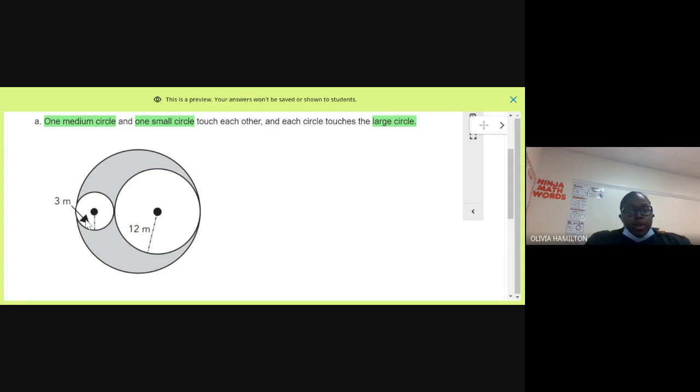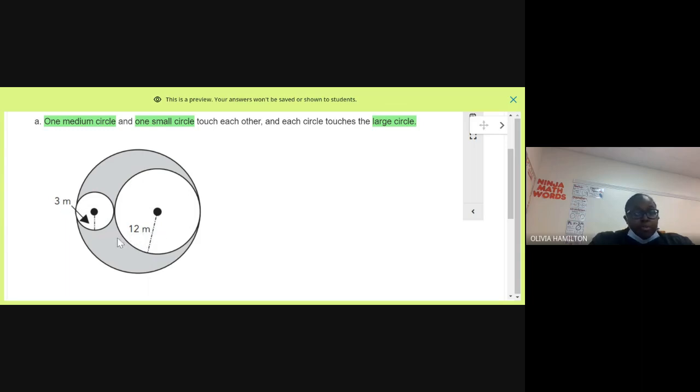So we have the small circle, which will be my C1. The small circle actually gives us the radius. So we have the center to a point on the circle. This is 3. So my radius for that is 3. For my medium circle, from the center to a point on the circle is 12. So the radius for my medium is 12. This is also meters. So this was 3 meters.